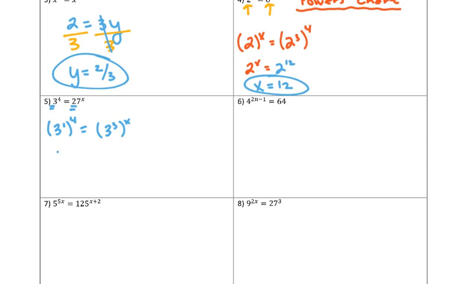We're not changing anything else yet. So this is then 3 to the 4th power, because again, when you're taking a power to a power, you multiply those exponents. And over here, 3 times x is just 3x. So now we have the same base, and so you're able to set the exponents equal to each other. 4 is equal to 3x, and solve from there. And you should get x is 4/3.